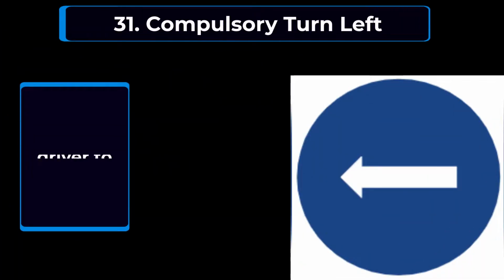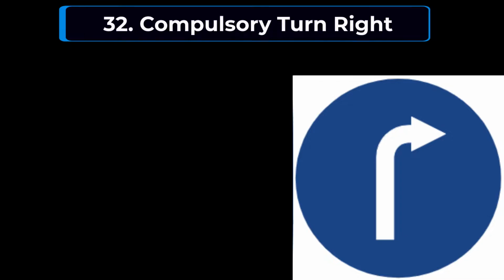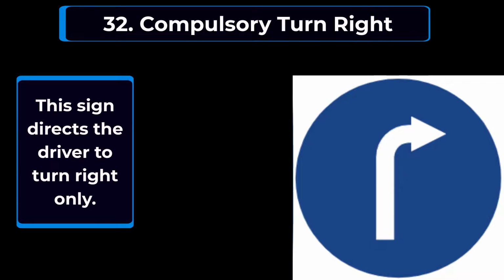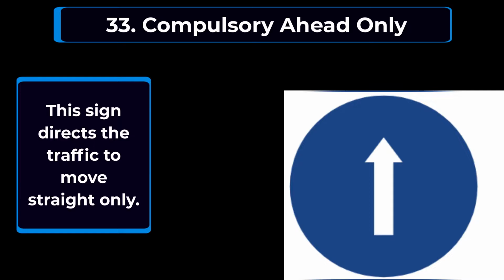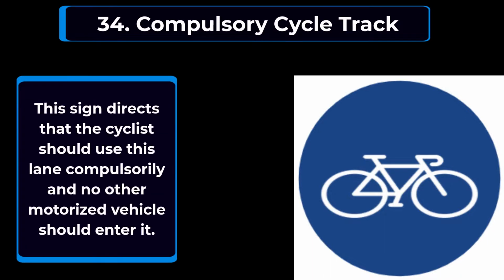31. Compulsory turn left. This sign directs the driver to turn left only. 32. Compulsory turn right. This sign directs the driver to turn right only. 33. Compulsory ahead only. This sign directs the traffic to move straight only. 34. Compulsory cycle track. This sign directs that the cyclist should use this lane compulsorily and no other motorized vehicle should enter it.